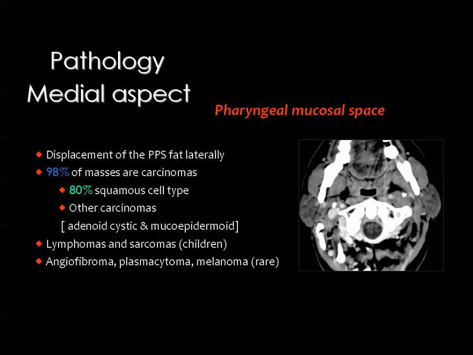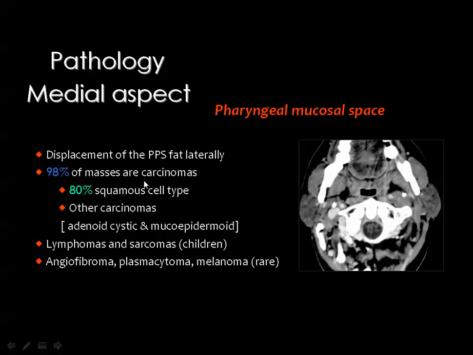The same will be followed. We start space by space, and you know that this is the parapharyngeal space fat, and this is the anterior aspect, this is the posterior aspect, the lateral aspect, and the medial aspect. On the medial aspect, you can see the pharyngeal mucosal space, and any lesion arising from this area will push the parapharyngeal fat laterally, and most of the lesions arising from the pharyngeal wall medial to the parapharyngeal fat are carcinomas.